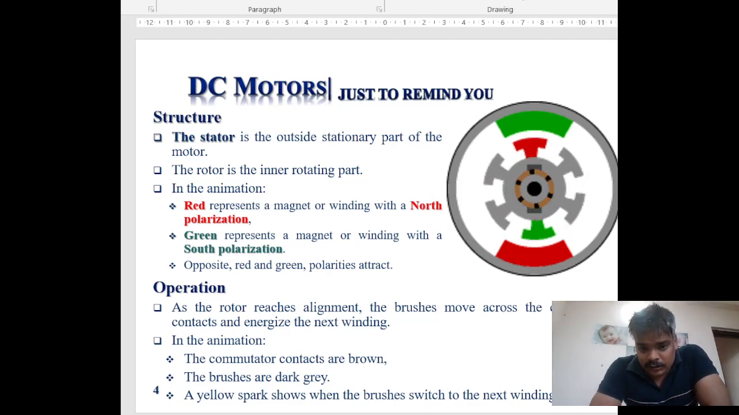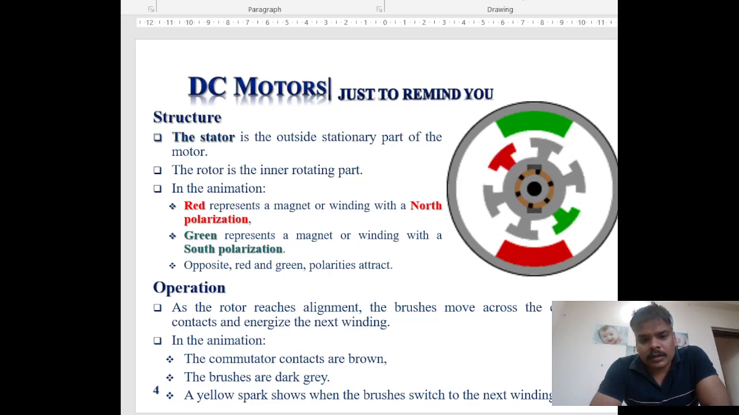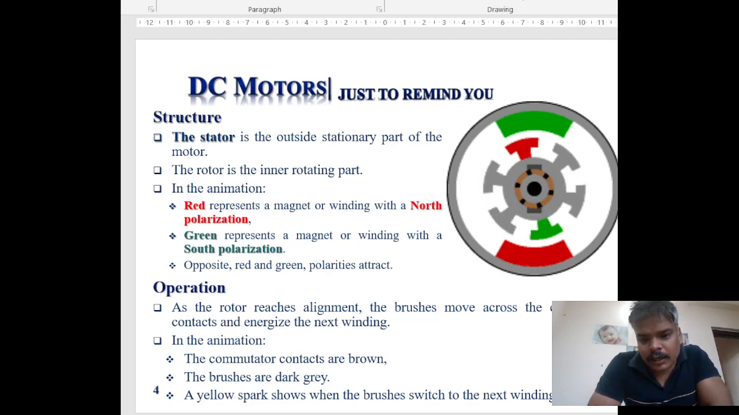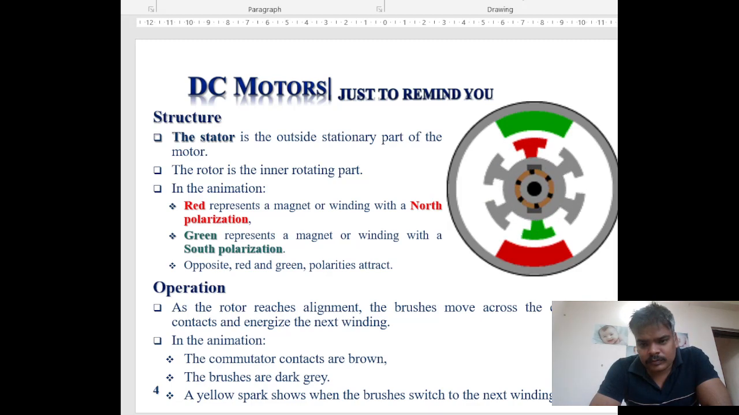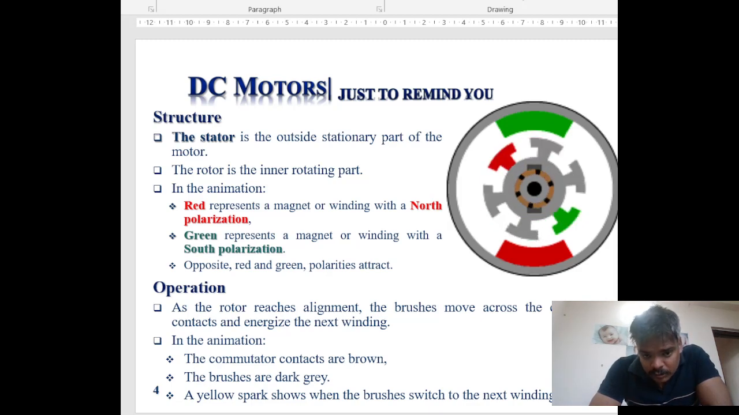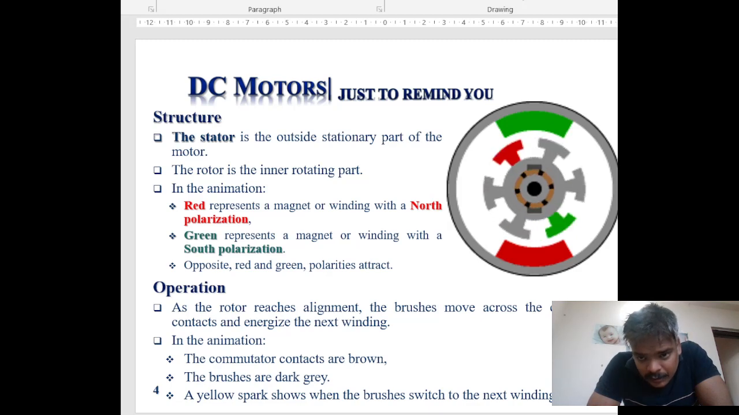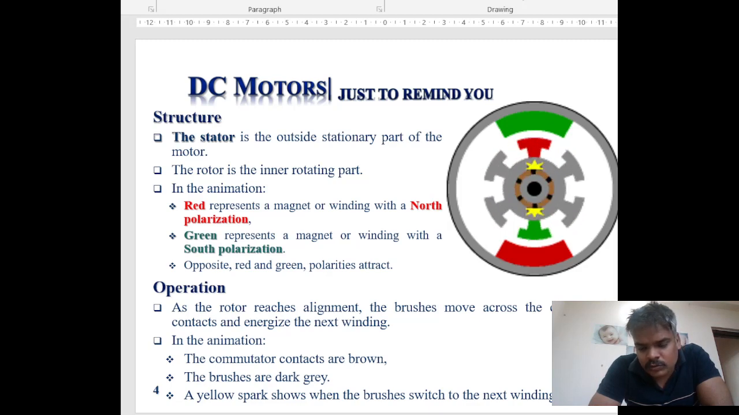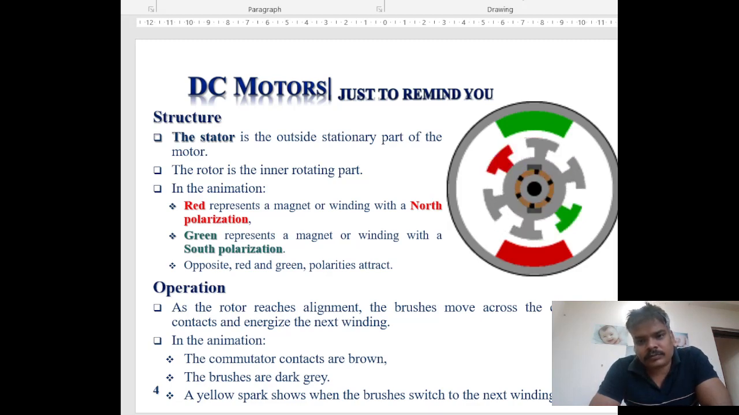As the rotor reaches alignment, the process moves across the commutator contact and energizes the next winding. The commutator contacts are brown. In the figure you can see the commutator contacts are brown. The brushes are dark gray. A yellow spark is shown when the brushes switch to the next winding.